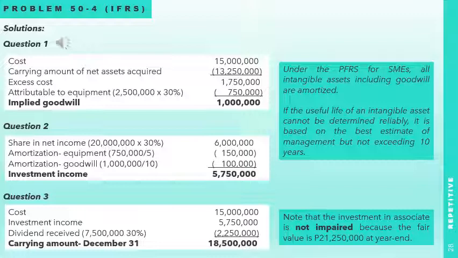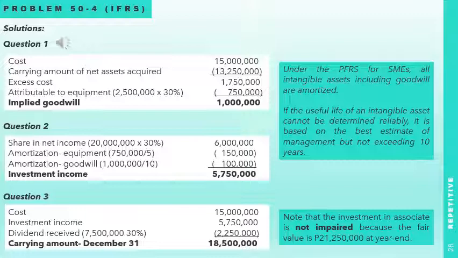So, meron tayong 30% na interest para sa ordinary shares at 2.5 million carrying amount. Then, we multiply the 2.5 million sa 30%, magkakaroon tayo ng deduction for excess cost na 750,000. So, 1,750,000 excess cost less 750,000 attributable equipment equals to 1 million implied goodwill. So, that is letter B.